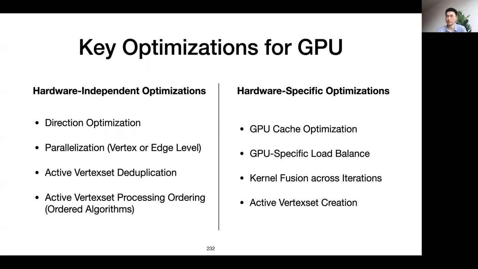So we use GPU as an example in this short piece of the talk, and we show that GPUs, for example, still need to do hardware-independent optimizations, such as direction optimization, parallelization, and maintaining priority ordering for ordered algorithms. At the same time, you want to take advantage of the GPU cache, avoid GPU kernel launch overhead with kernel fusion optimizations, and exploit the features on GPUs to achieve good load balance.